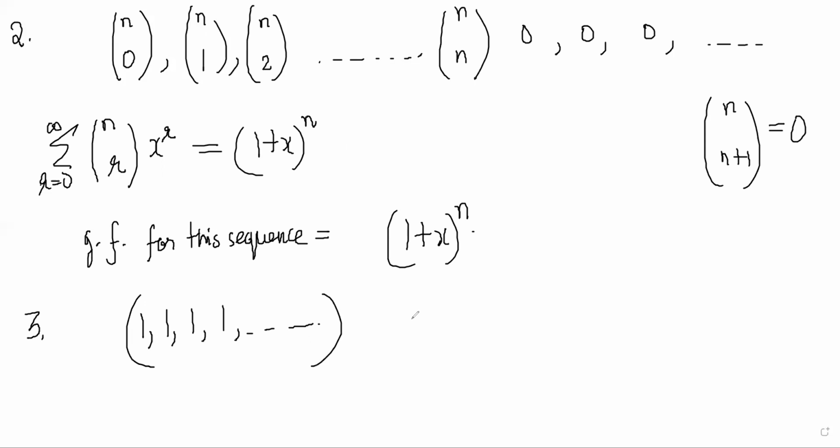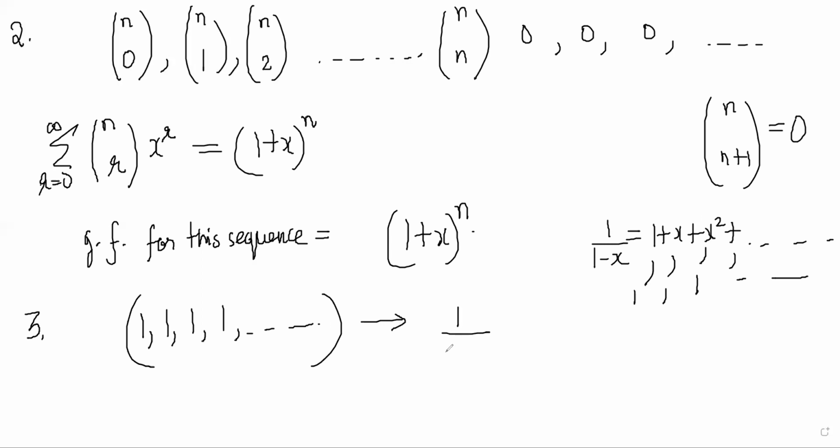Let's see, we have already seen that if you have a sequence of 1, 1, 1, 1, right? Suppose this is my sequence. We have already seen that the expansion of 1/(1 - x) is 1 plus x plus x square plus so on, right? So obviously notice here each coefficient is 1, 1, 1, and so on. So the generating function for this one would be 1/(1 - x), right?